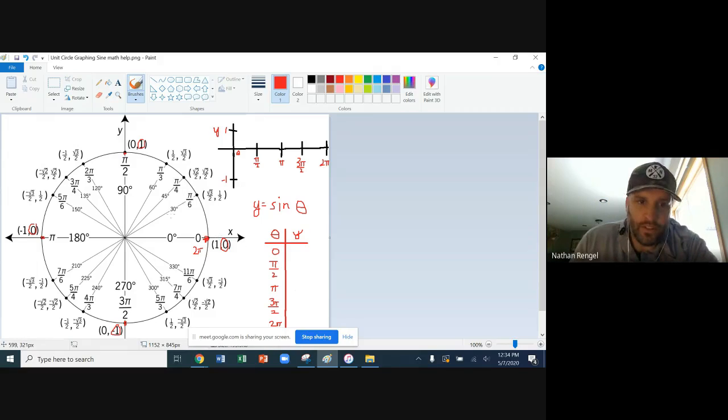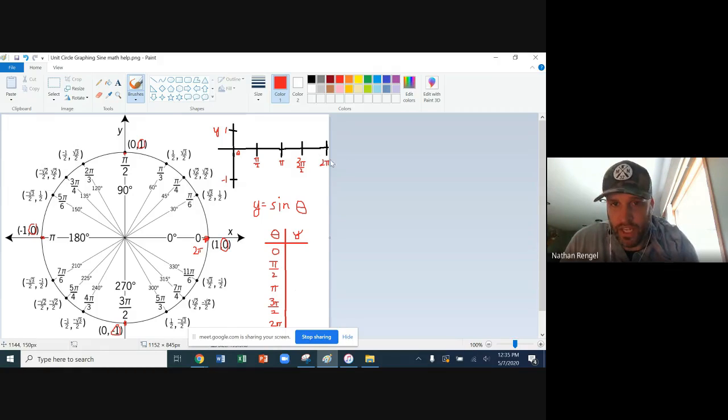When you're graphing the sine function, we're going to graph it at five main points. We're going to graph when theta is equal to 0, which is this point on the unit circle, when theta is equal to pi over 2, when theta is equal to pi, when theta is equal to 3 pi over 2, and then when theta is equal to 2 pi, which brings us back to the beginning, which will have the same sign as sine of 0.